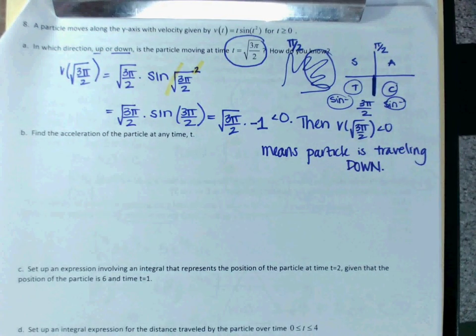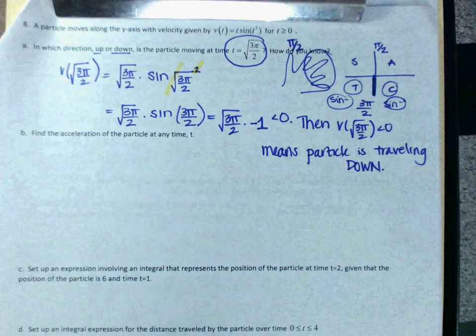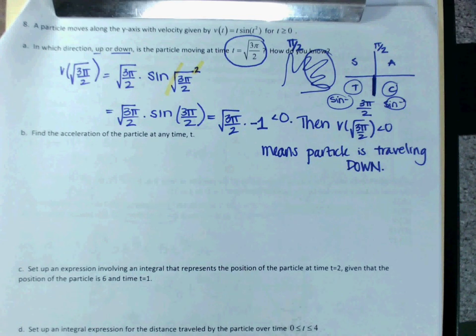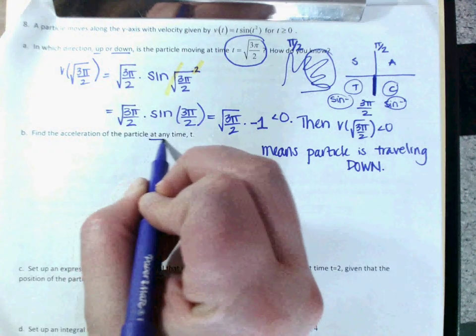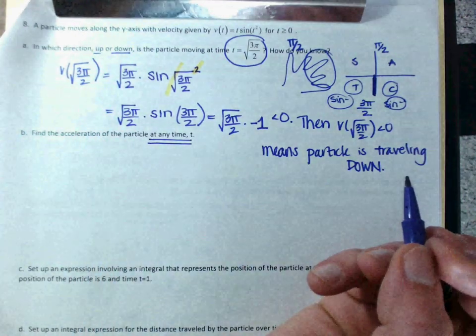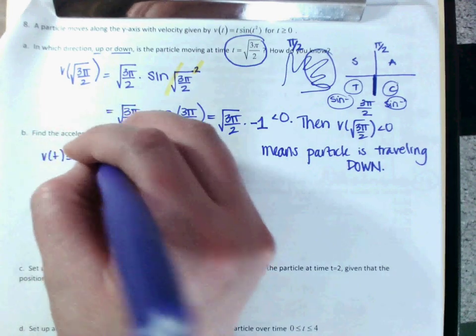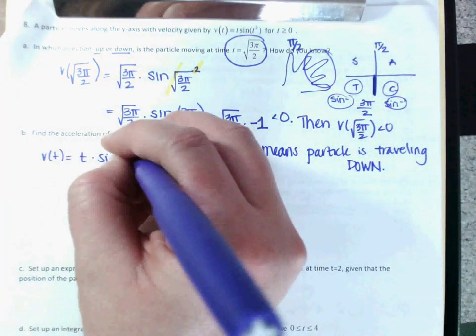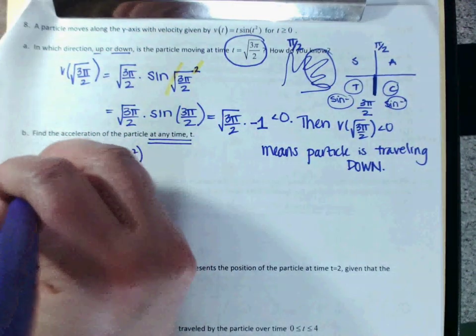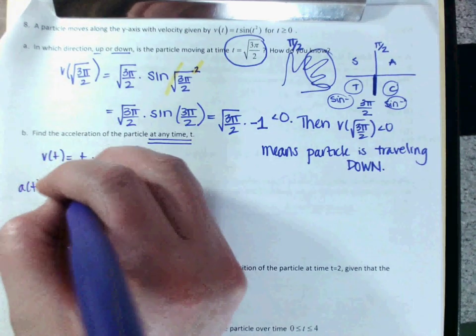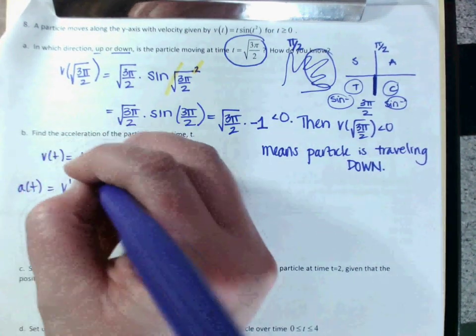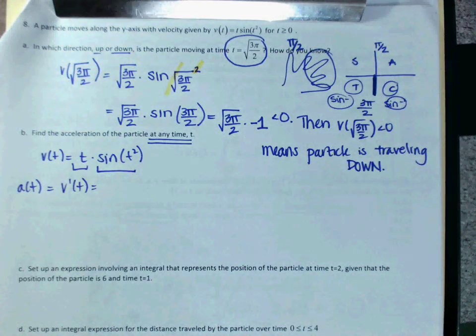Part B says, find the acceleration of the particle at any time. Now, this is bad news for us, because if you had a calculator, you could just take the derivative at any point, but if they want it at any time t, that means you have to do it by hand. So, v of t equals t sine t squared, and I want acceleration, which is v prime of t. That's the derivative. I am going to have to do product rule.